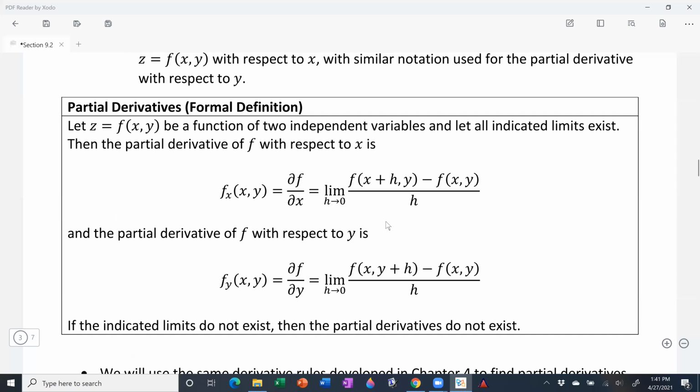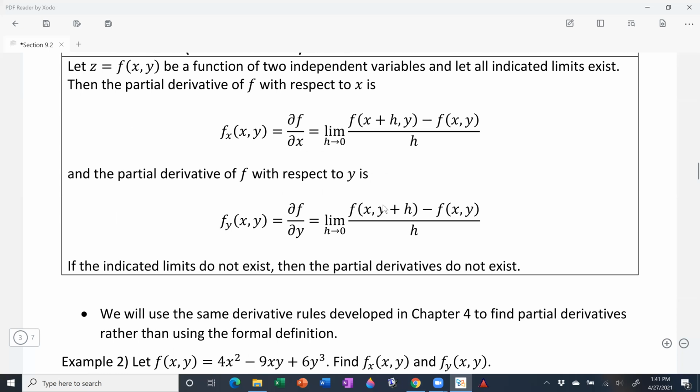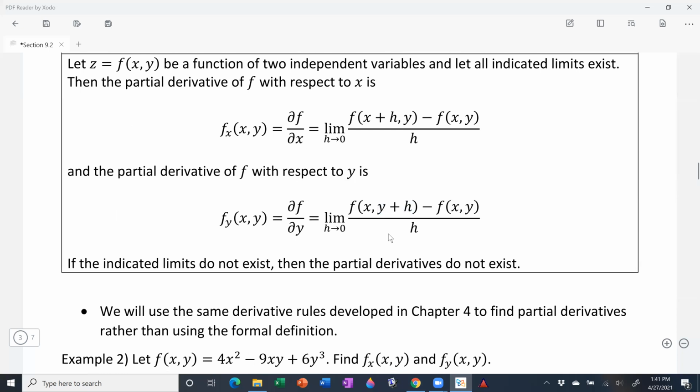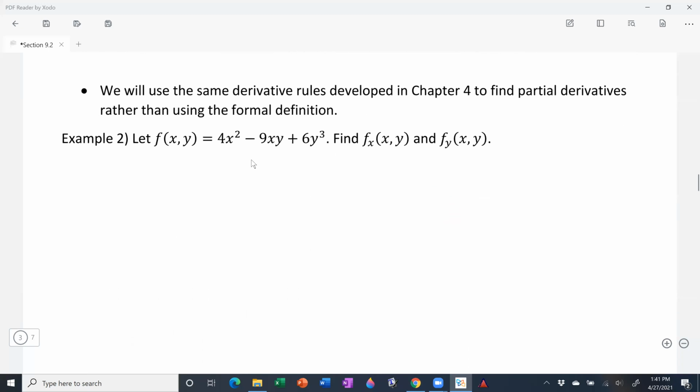It really is just that difference quotient with the limit. And then for the x derivative, we do the x plus h in the x location. And for the y derivative, we do y plus h in the y location. So let's do an example. Let's find partial derivatives of this function.